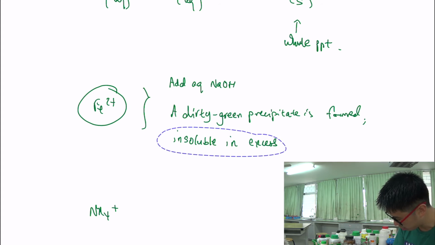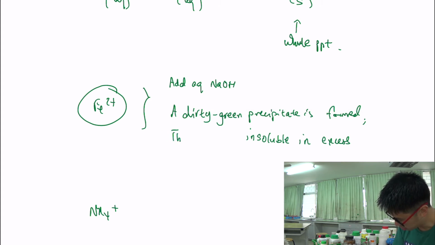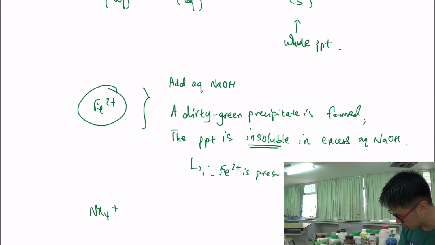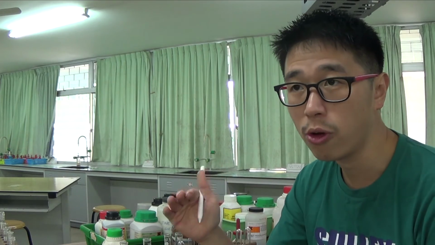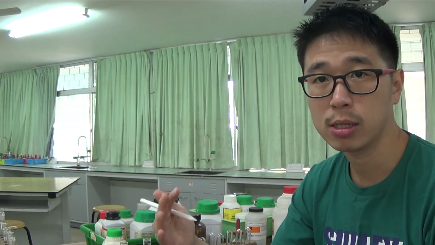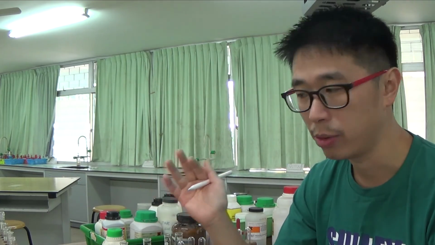So the precipitate is insoluble in excess aqueous NaOH. Maybe I should write the precipitate, because it could have been in another box. So this confirms, therefore, that iron 2 plus is present. On its own, if you just say a dirty green precipitate is formed, it does not confirm that iron 2 plus is present until you mention the result of what happened when you add excess.